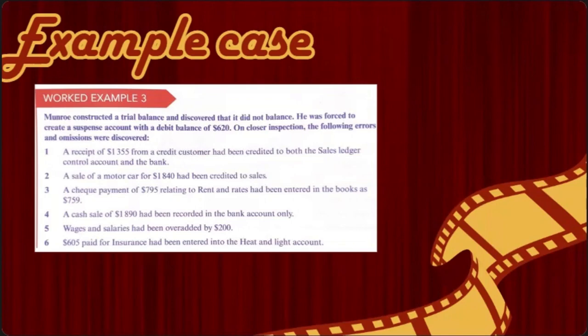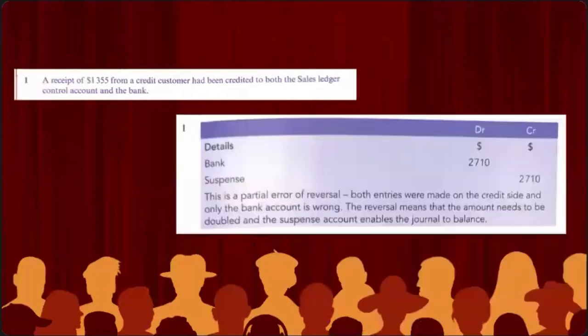Example case. Monroe constructed a trial balance and discovered that it did not balance. He was forced to create a suspense account with a debit balance of 620. On closer inspection, the following errors and omissions were discovered. Now, first, we are going to make the journal entries to correct it.